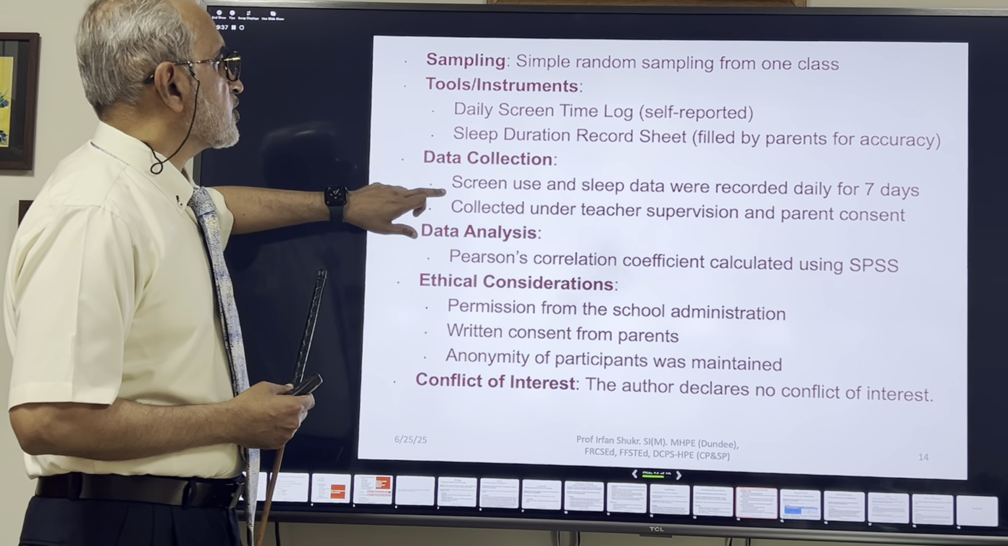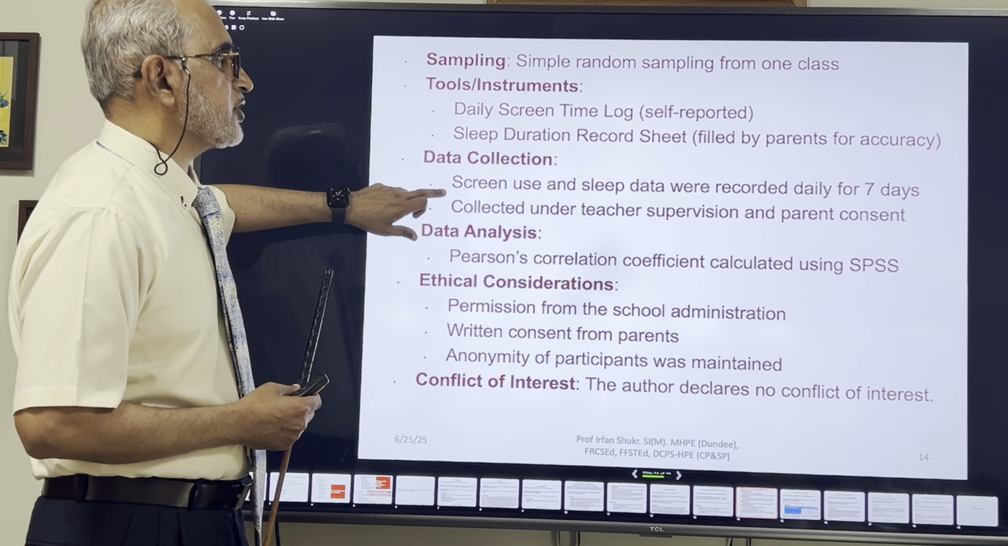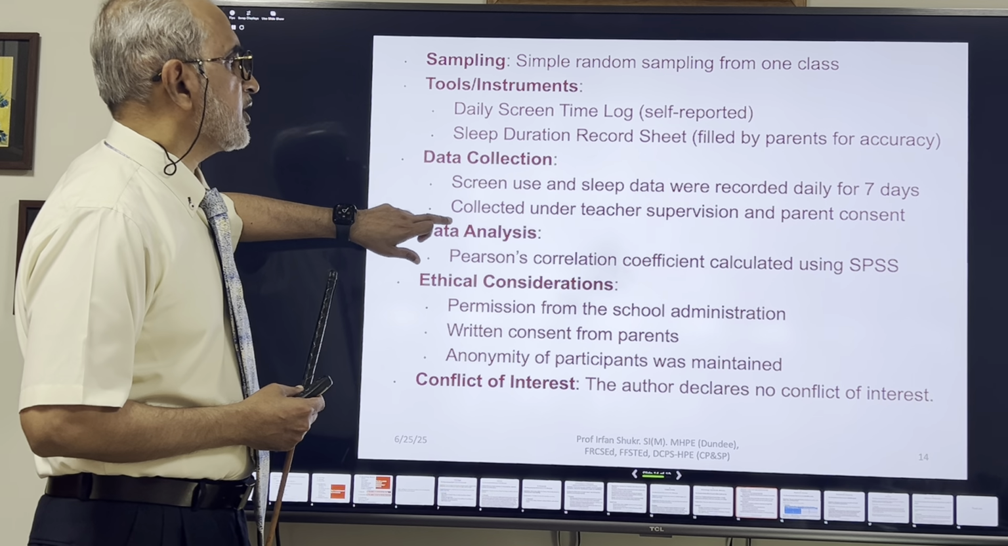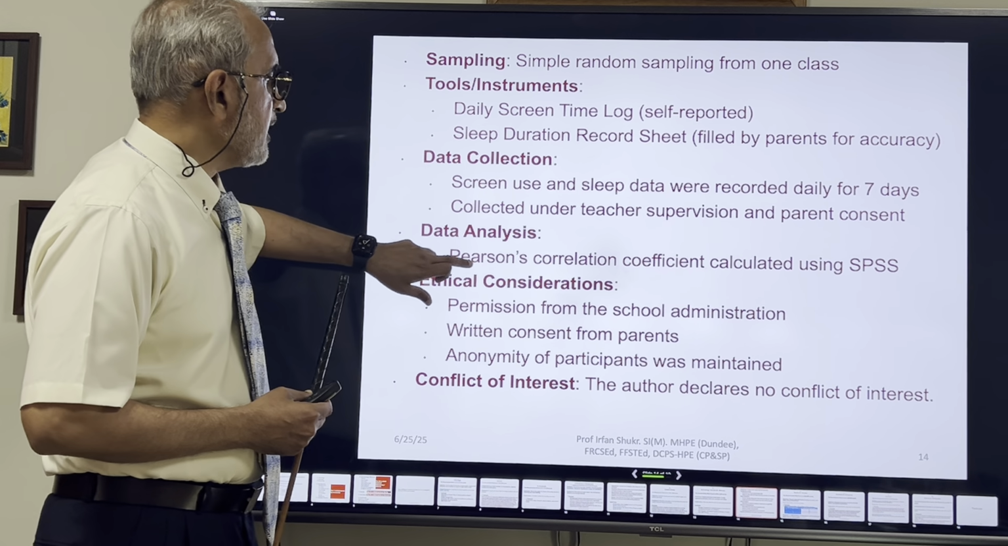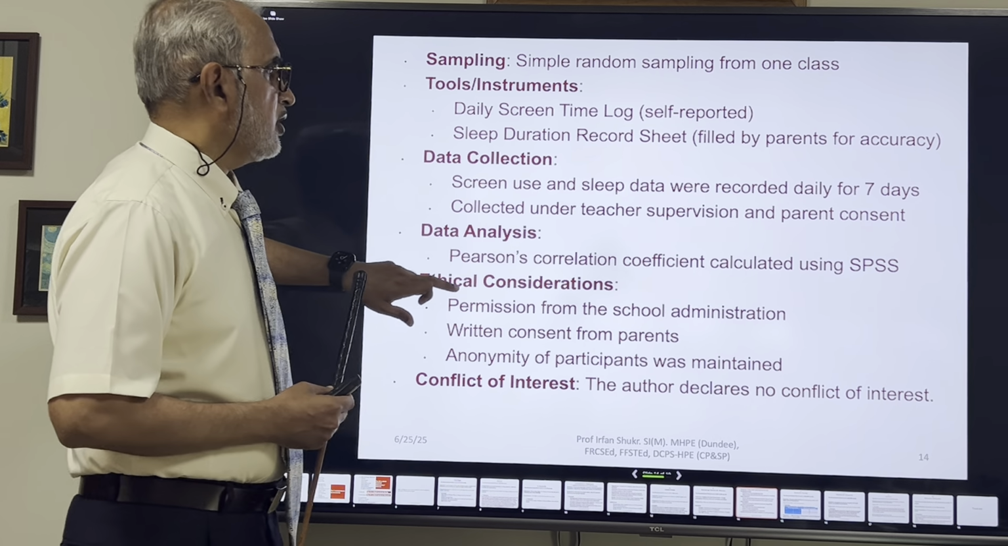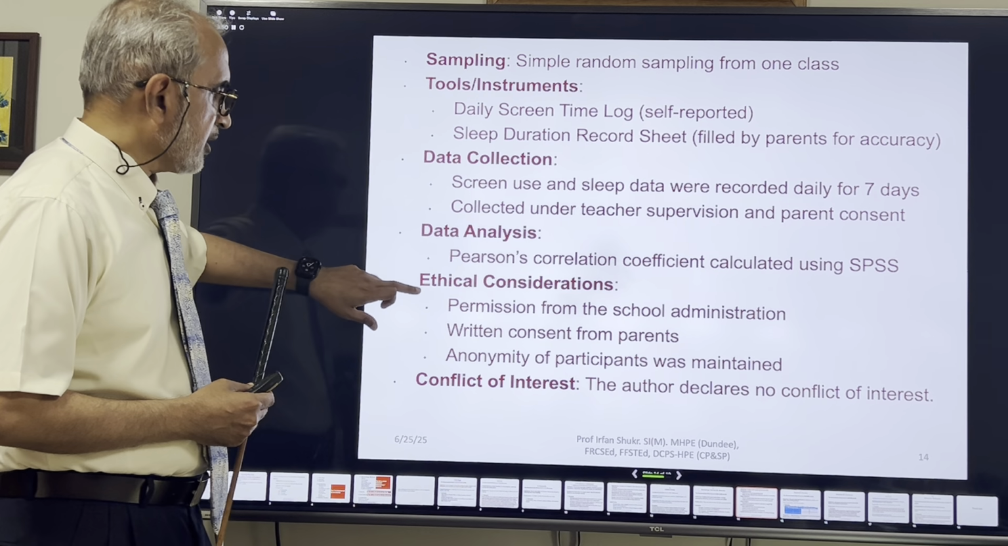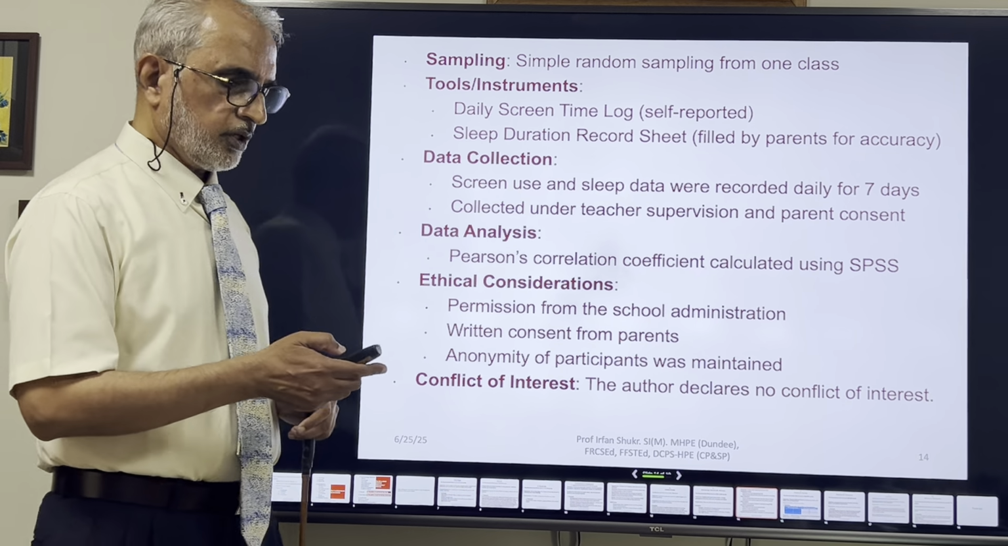Data collection: screen use and sleep data were recorded daily for 7 days, collected under teacher supervision and parent consent. Data analysis: we used Pearson's correlation coefficient using SPSS. Ethical conditions were taken care of, and there was no conflict of interest.